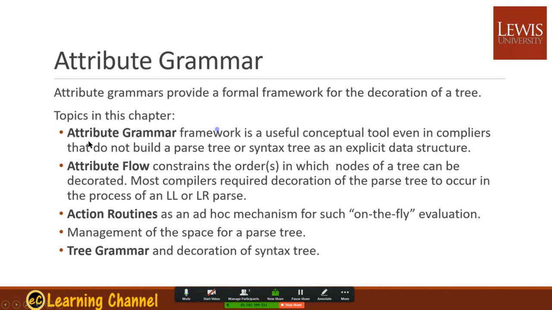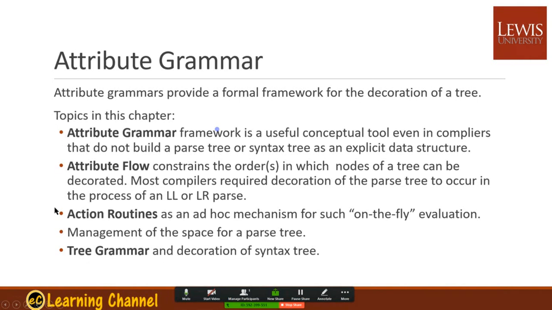So we have attribute grammar, attribute flow for the execution flow, and we have action routine that is used as an ad hoc mechanism for such on-the-fly evaluation. So we evaluate the partial result and put it back to some attribute in the attribute grammar, and then manage the space for the parse tree, and then tree grammar and the decorated syntax tree generation.